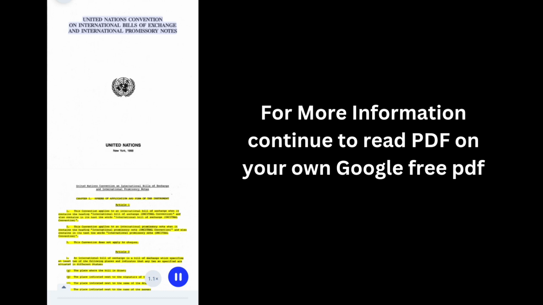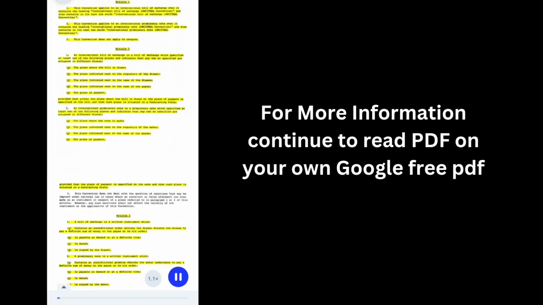United Nations Convention on International Bills of Exchange and International Promissory Notes. United Nations, New York, 1988. United Nations Convention on International Bills of Exchange and International Promissory Notes. Chapter I. Sphere of Application and Form of the Instrument.